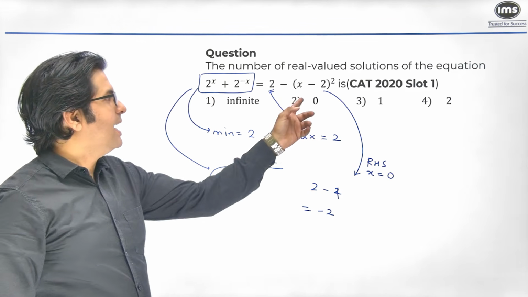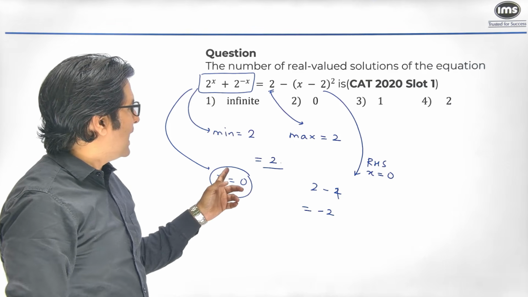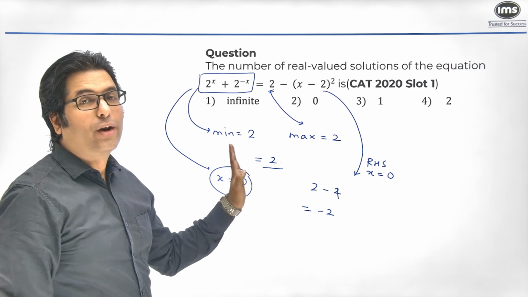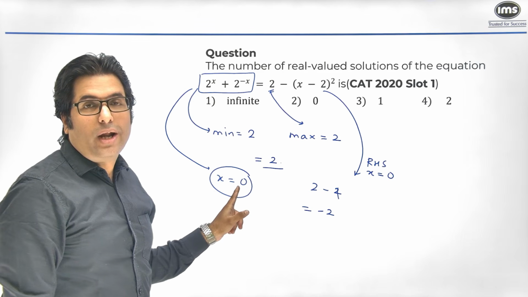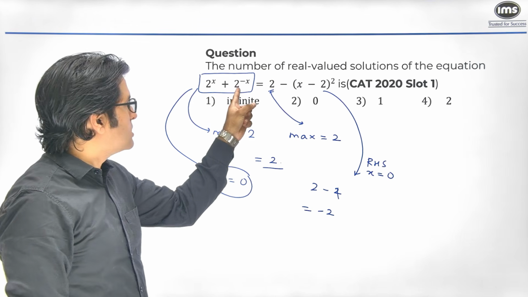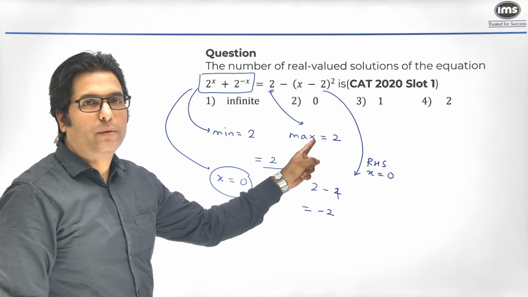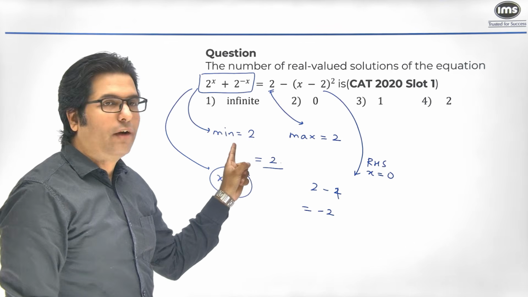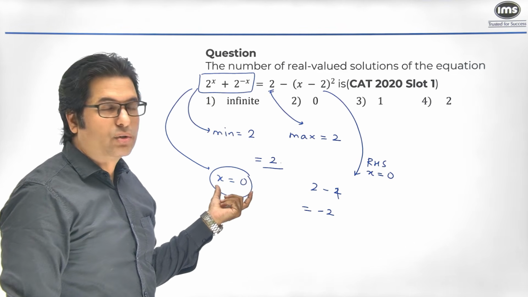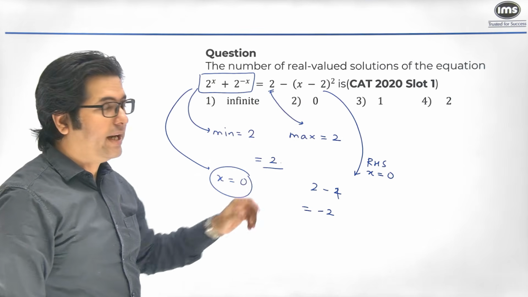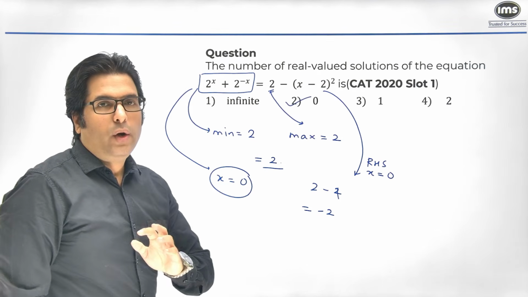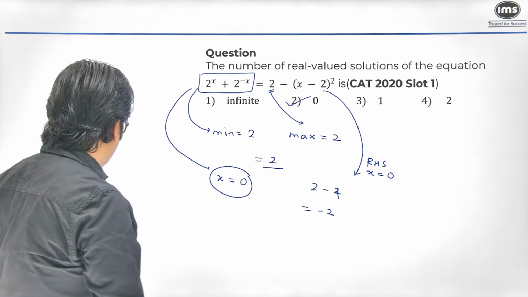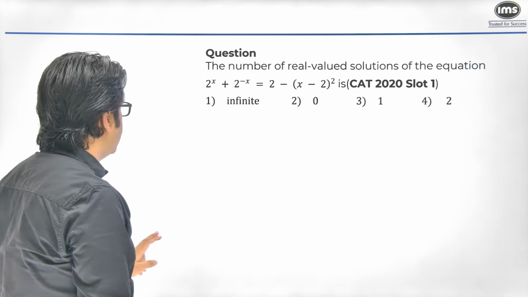So understand that RHS is minus 2, but LHS is 2. Both are not getting equated. This was the only possible value where this could have happened, x equal to 0, because we have a minimum value and we have a maximum value. So the only way this could have been equal would have been at x equal to 0, but that is not getting justified, and therefore correct answer for this question is option 2, 0. No solution exists. Let's look at the next question in this series.